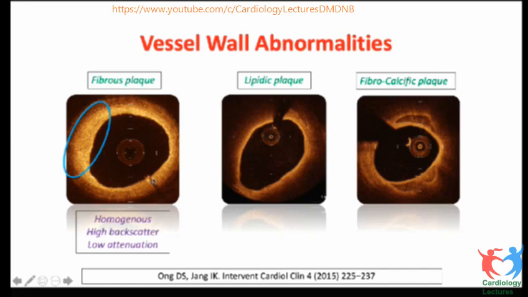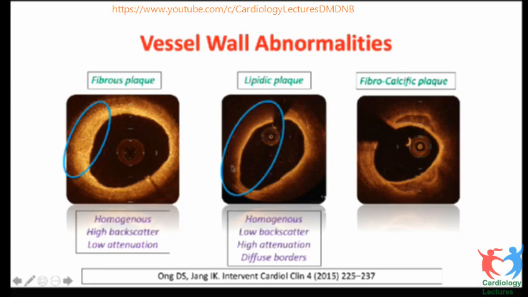And see the second image here. It is low backscatter because it appears dark. It is high attenuation because you are not able to see the deeper structures. And it is homogeneous because it is made up of similar elements. And if you see the borders, it is diffuse. You are not able to see where exactly the tissue abnormality starts and ends. So this is the diffuse border. It has these four parameters. This is your lipid plaque.